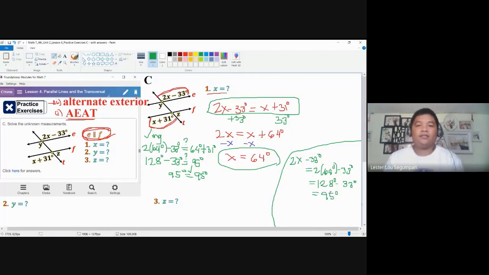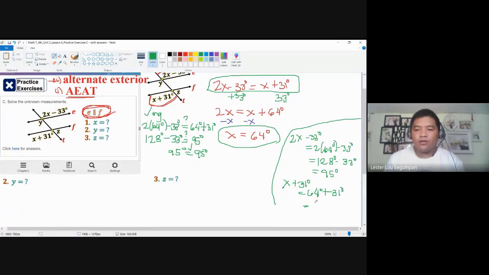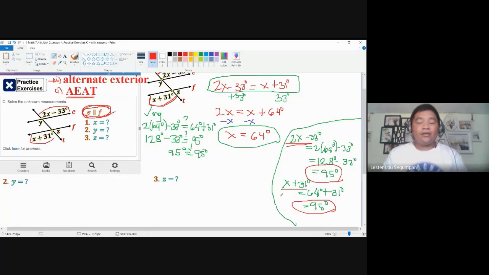95 degrees. As for x plus 31 degrees, that's actually 64 degrees plus 31 degrees, which then yields another 95 degrees. This checking further proves that the measurement of the angles with the binomial 2x minus 33 as given here and x plus 31 are equal, as they are forming alternate exterior angles formed by a transversal.